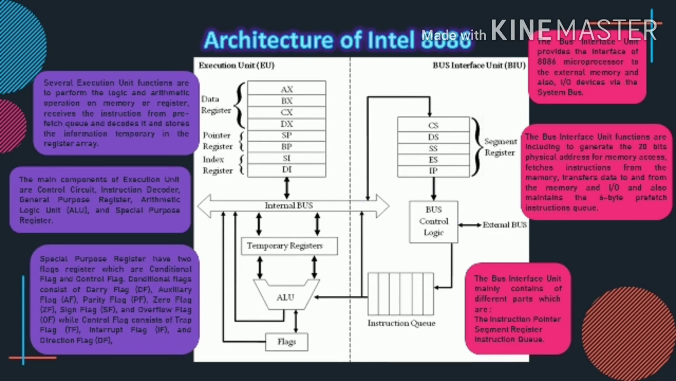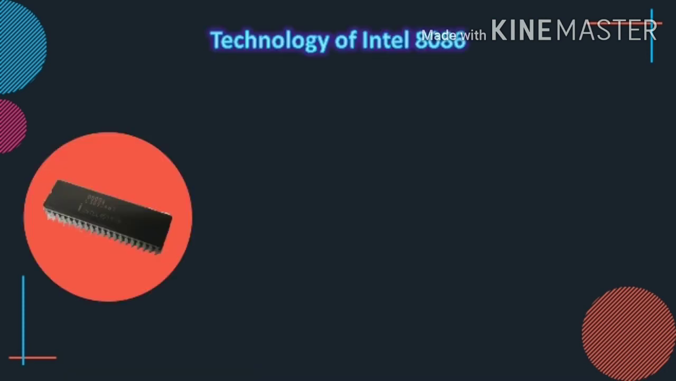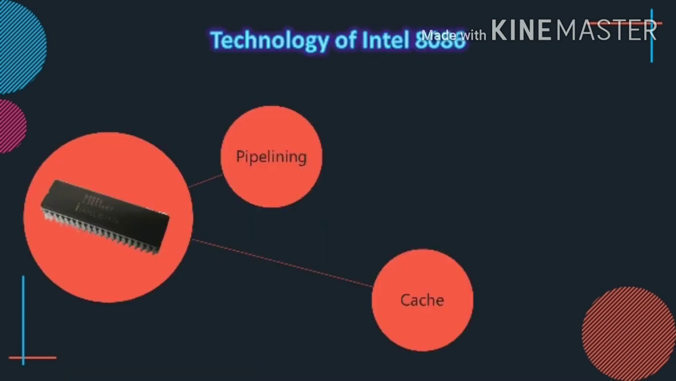Conditional flags consist of the carry flag, auxiliary flag, parity flag, zero flag, sign flag, and overflow flag, while control flags consist of the trap flag, interrupt flag, and direction flag. Now, we will look at the technology of the Intel 8086 microprocessor. Technology of Intel 8086 are pipelining, cache, and SIMD.